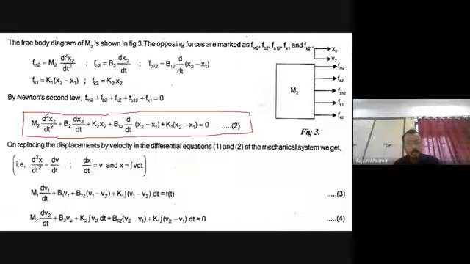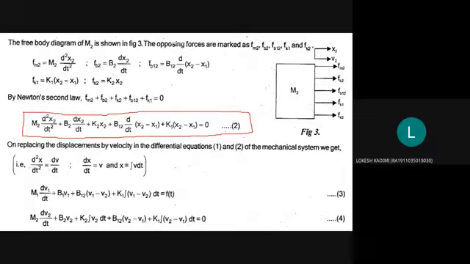Utilize the session properly. If you have any doubt, please tell me, or if you want to discuss, you can discuss here. I hope you already worked out the problem at home. If you missed, sir, for spring K1 and dashpot B1, how do we give the direction?